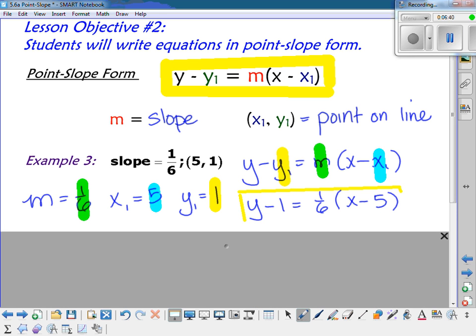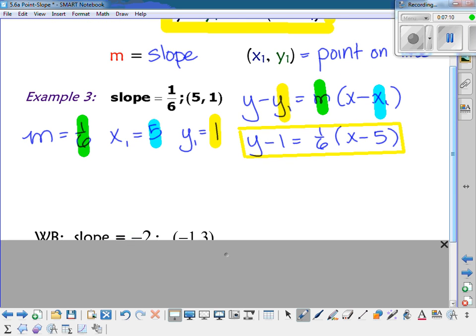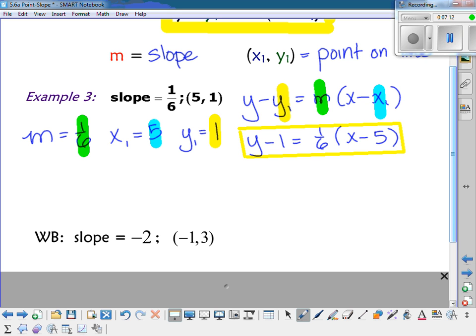So for right now, that's all you're going to have to do. Tomorrow we're going to go further with it, but for today, and on your homework tonight, you just have to give me the equation in point slope form. And so that would be the answer in point slope form. Are there any questions? Tomorrow we're going to get y alone, yeah. But today, for now, I just want you to get used to using point slope. Okay, so on your whiteboards, give me the point slope equation if the slope is -2 and the point is -1,3.